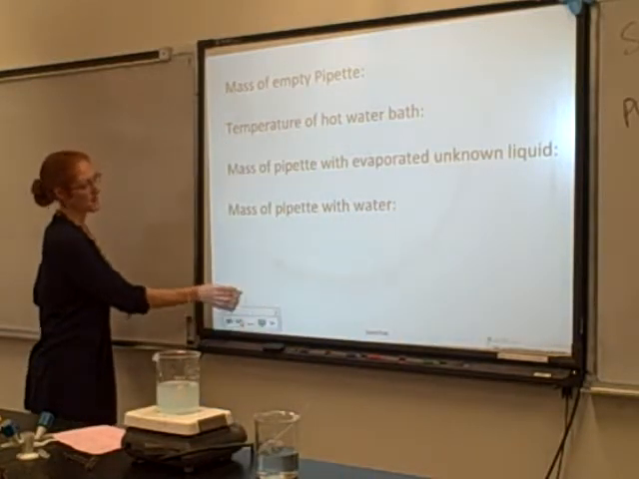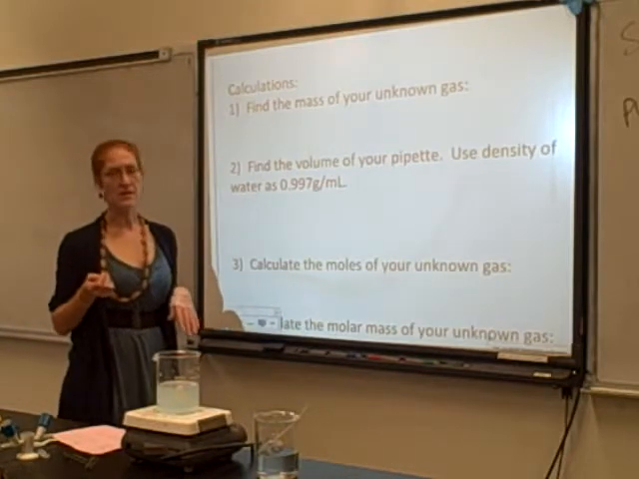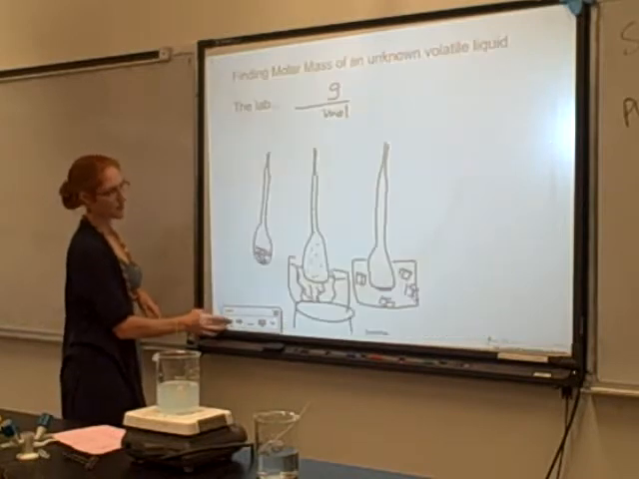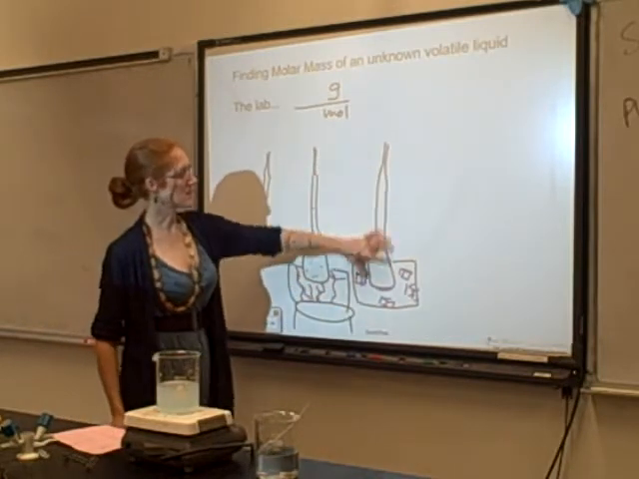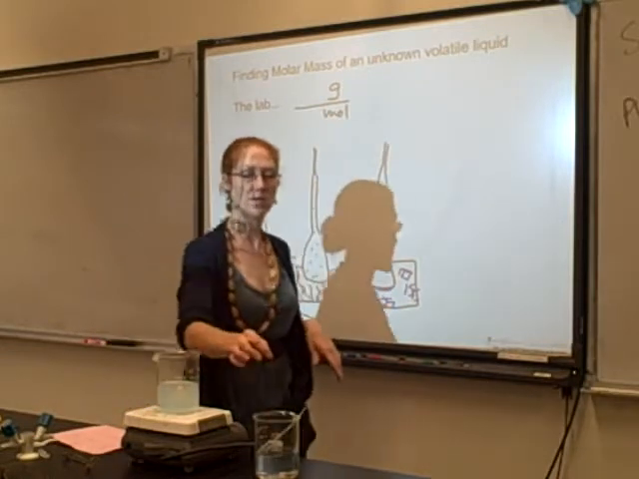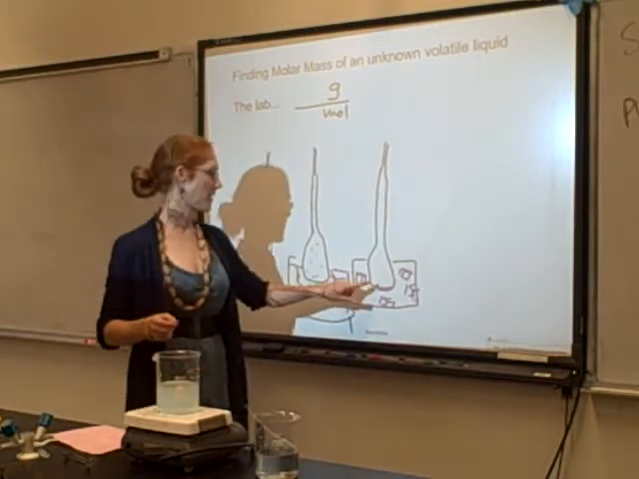What we're going to do from that is some calculations from all that data. The first thing, we're going to find the mass of your unknown gas. So we're just going to take the mass of your pipette that had the condensed liquid and subtract the mass of the pipette before you began. Okay, and that'll give you the mass of that liquid right there.